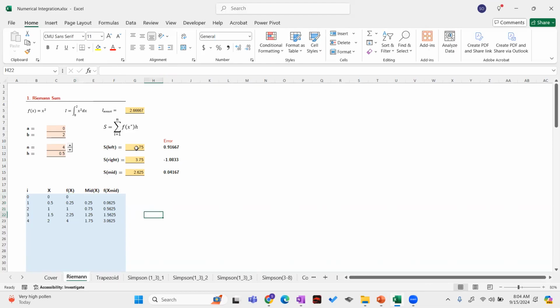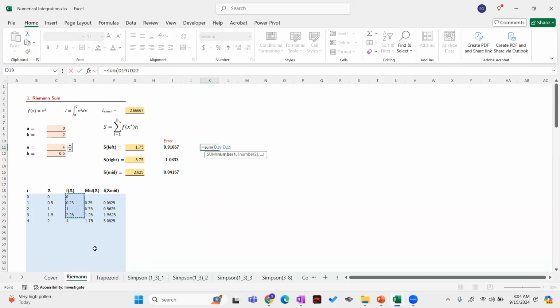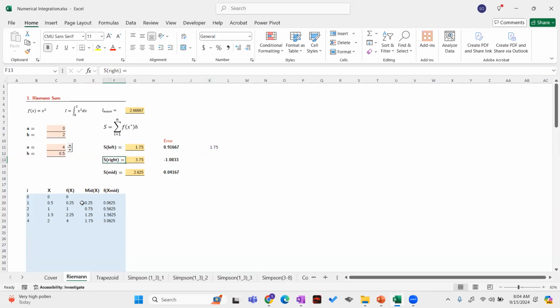All right, and that comes out as 1.75. Let me just do it here once: sum of these 4 times height, 1.75. Okay. For the right sum, the regions are the same, but I need to take the height on the right side.